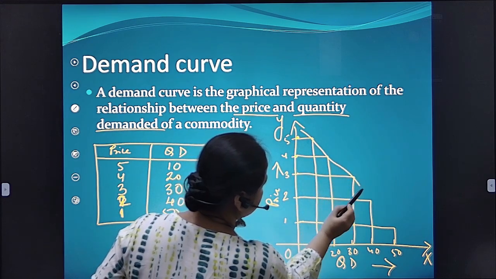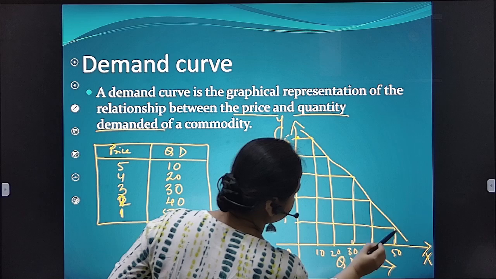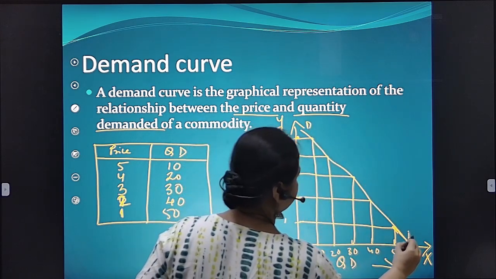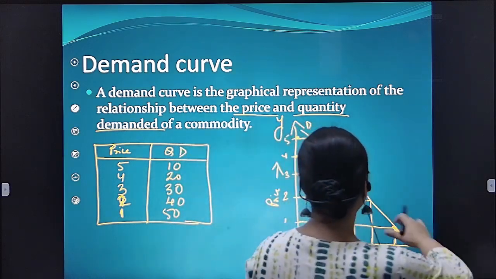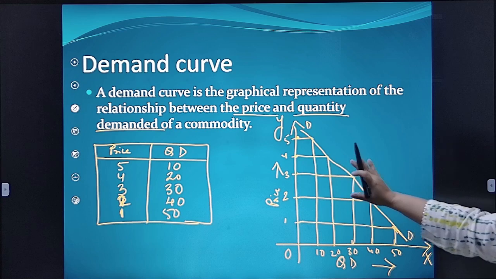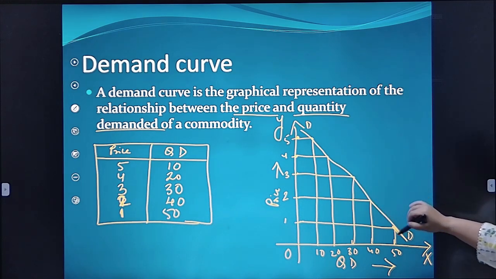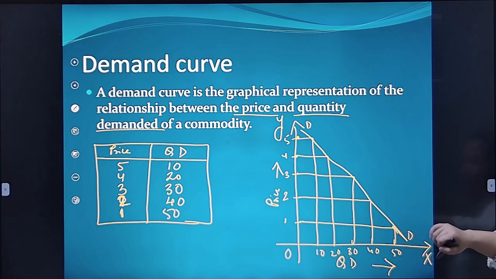Fine? So now the demand curve is this one. When we are joining all this, we are getting the demand curve. So this is your DD, demand curve. As I'm not using a scale, so it's going up and down, but the demand curve is this one. It is sloping downward. Fine. So this is your demand curve all about.